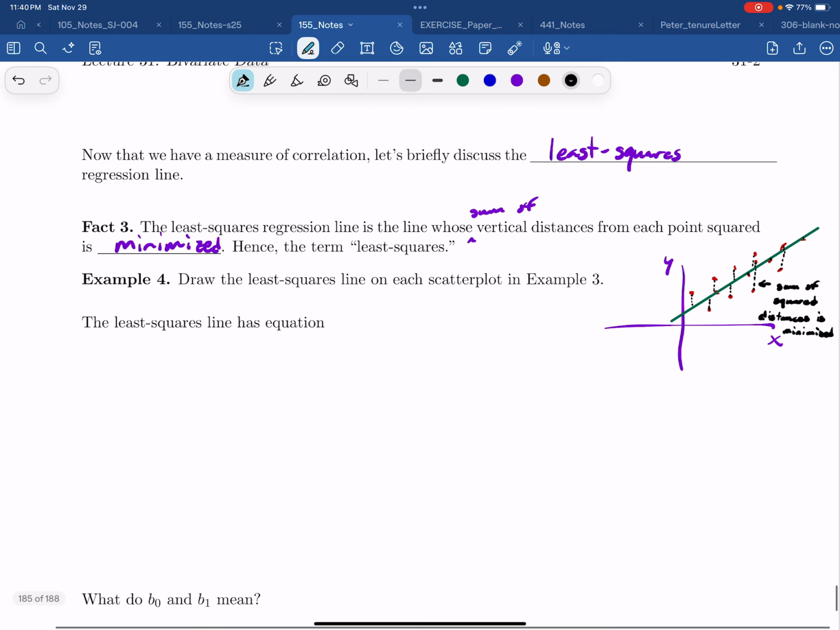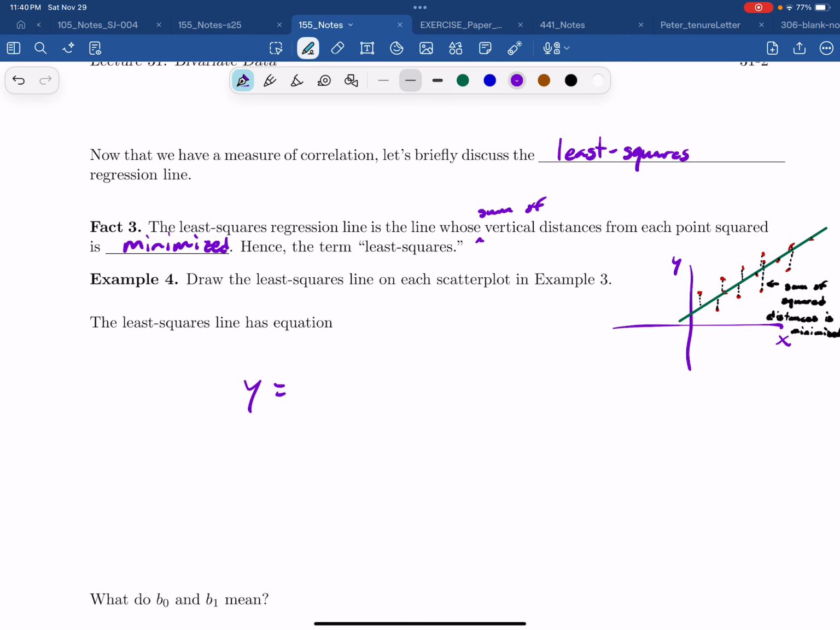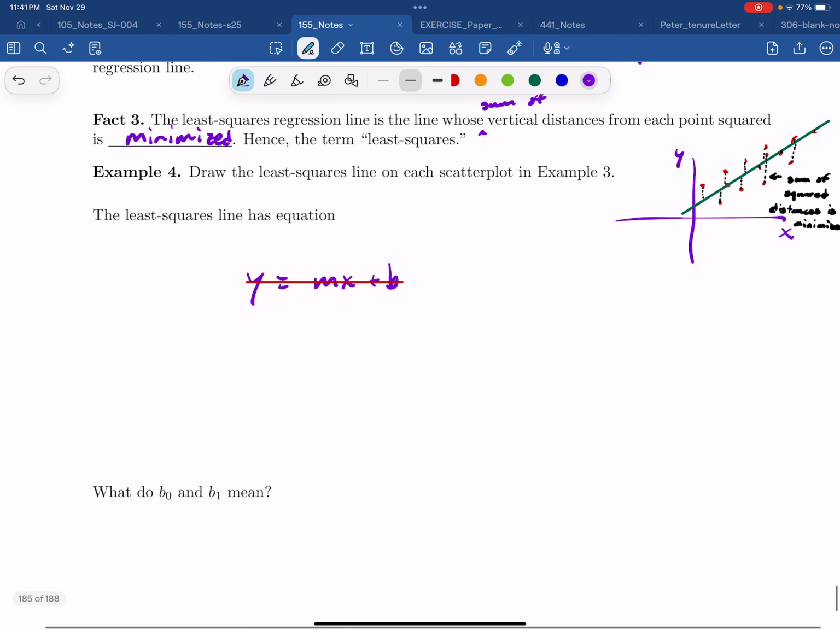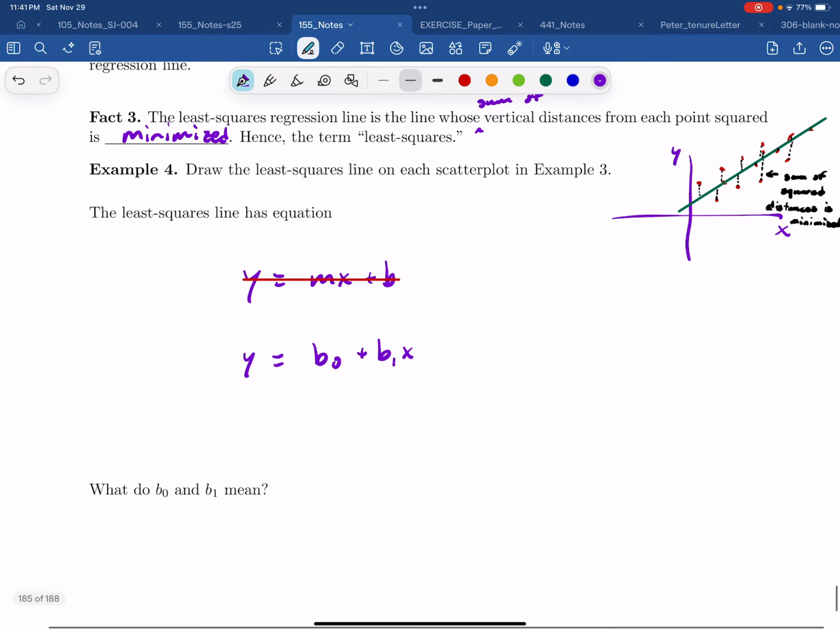Well, I think we all know the equation y equals mx plus b, and there's nothing wrong with that, but that is the formula that we use in algebra class. In statistics, we use the formula y equals b naught plus b1x. Why are they using b's? I couldn't tell you. But this is what the book uses. This is what we're going to use. Now, what do these mean?